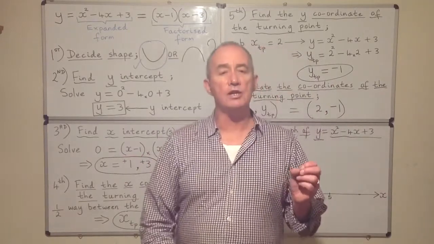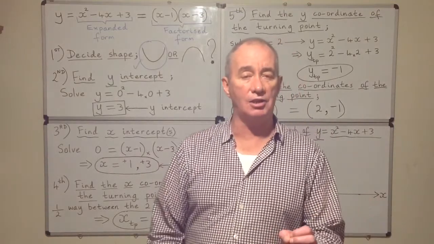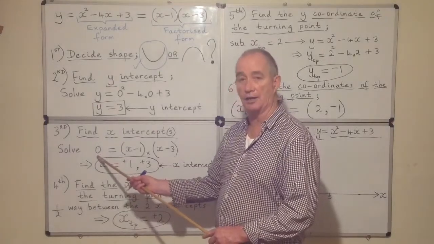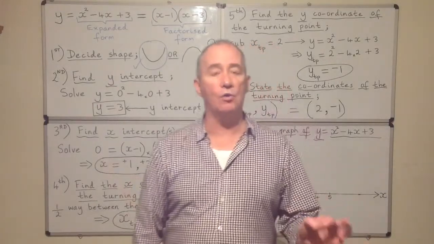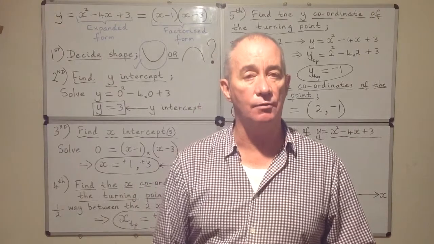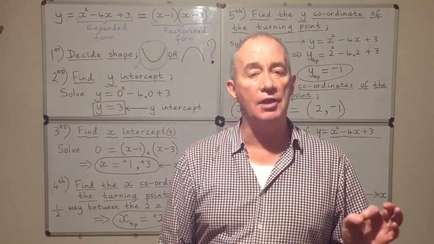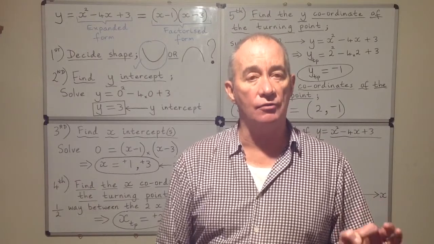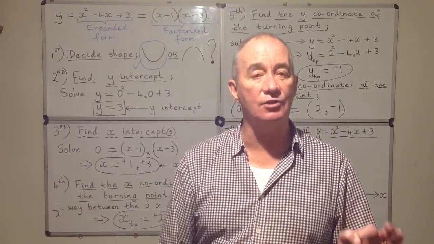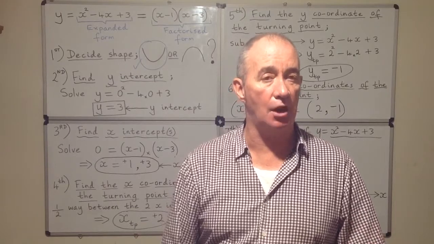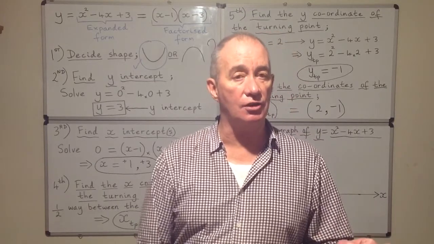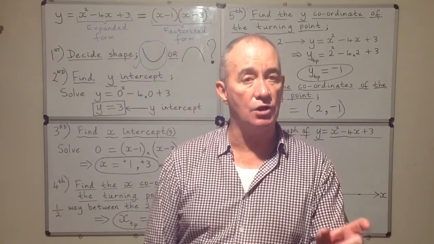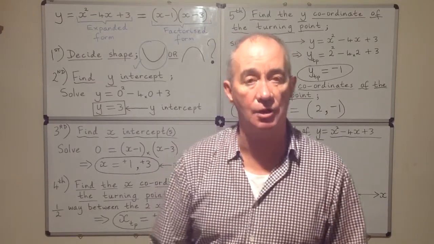Now, when you multiply two factors together to get a final answer of 0, as we're going to get here, one or both of those factors has to equal 0. So the answers for the x-intercepts will be the x values which make each factor equal to 0. That's how you find the x-intercepts. They will be the number values of x which make each factor equal to 0.